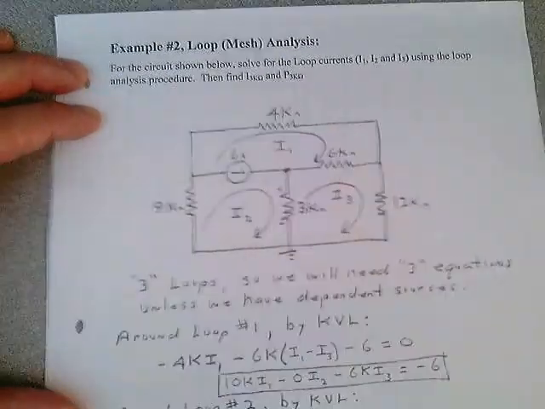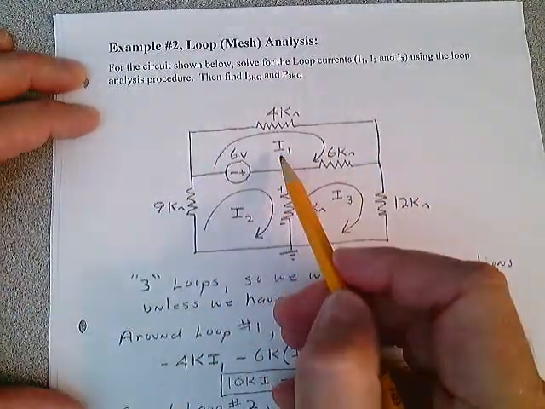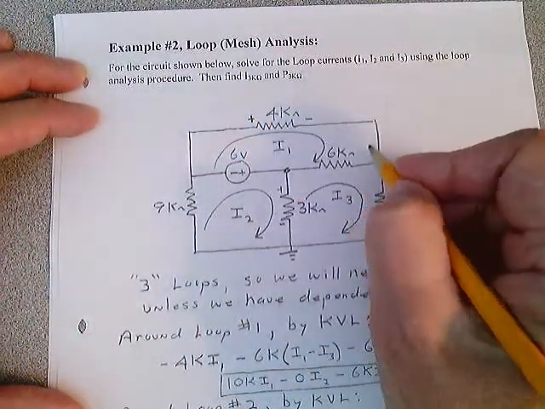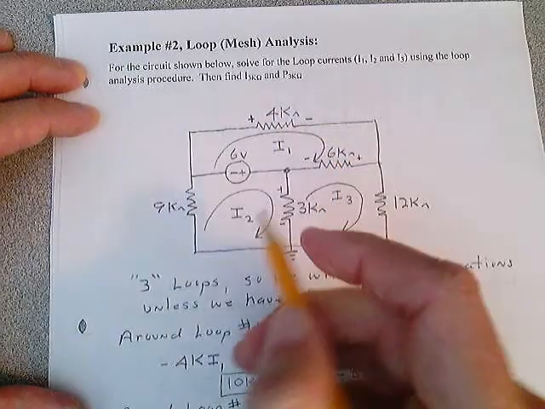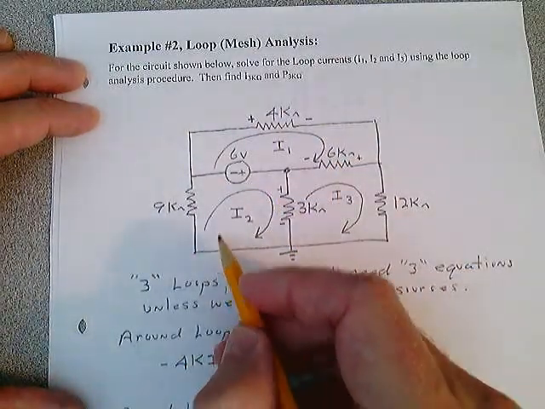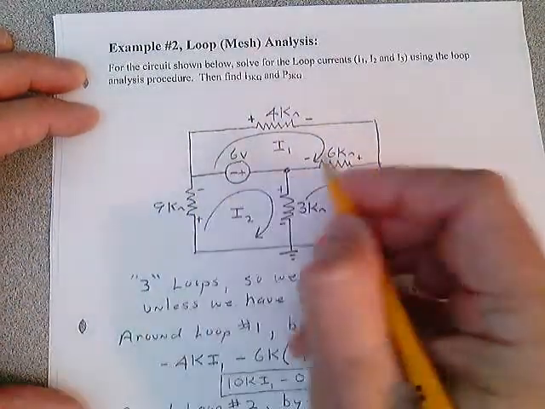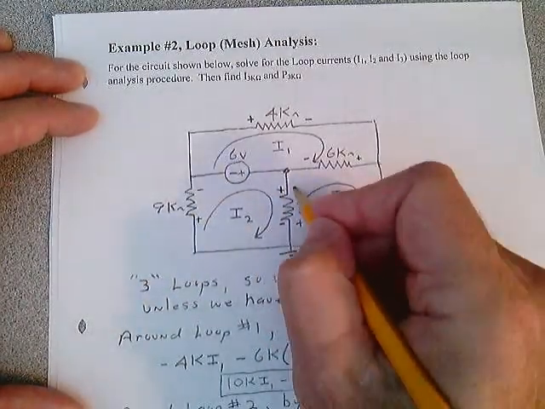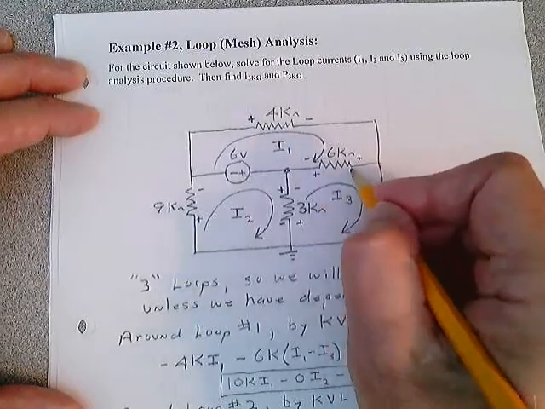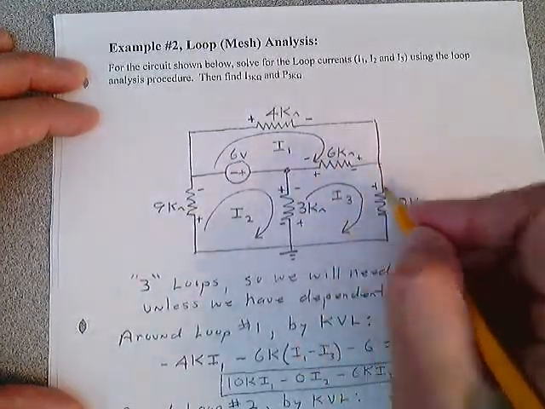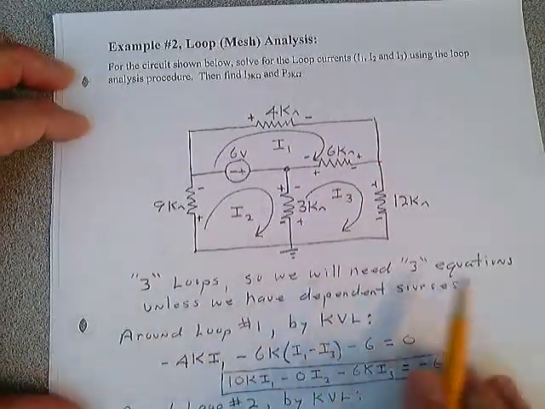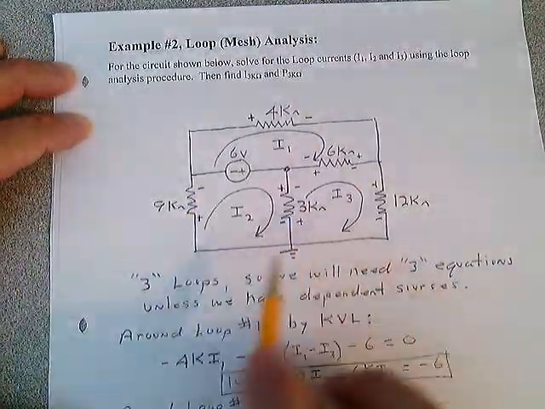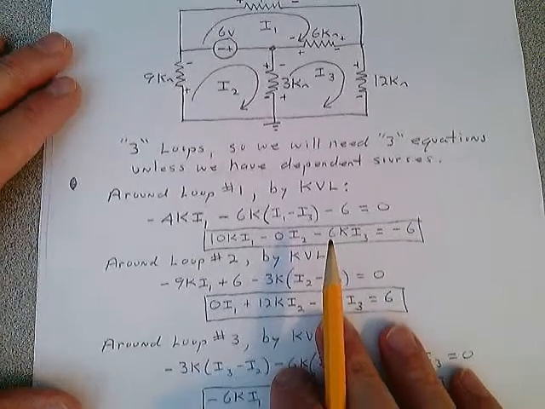So here's my windows. I chose loop I1, plus the minus here, plus the minus there, I2 down here, plus the minus here, plus the minus here, and I3 over here, plus the minus there, plus the minus there, because it's the lead current, and plus the minus there. 3 loops, so we need 3 equations. There's my reference node. The loops include all the elements, so we're good to go.